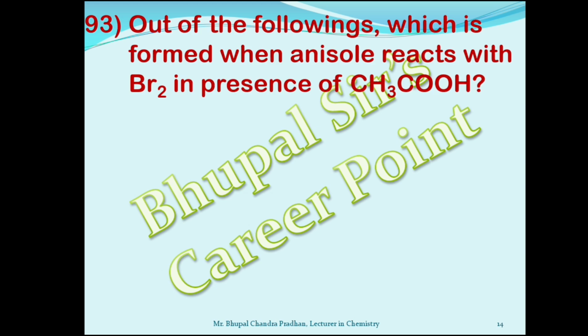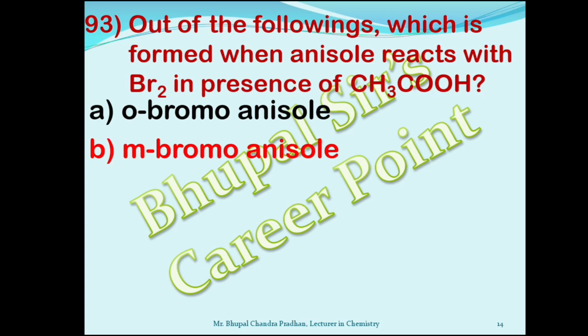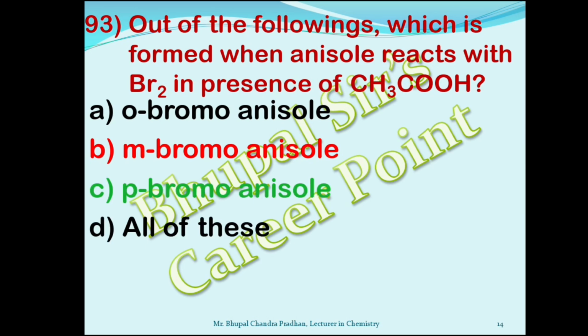93. Out of the following, which is formed when anisole reacts with bromine in the presence of acetic acid? Option A, orthobromoanisole. Option B, metabromoanisole. Option C, parabromoanisole. Option D, all of these. Students try to give the correct answer.